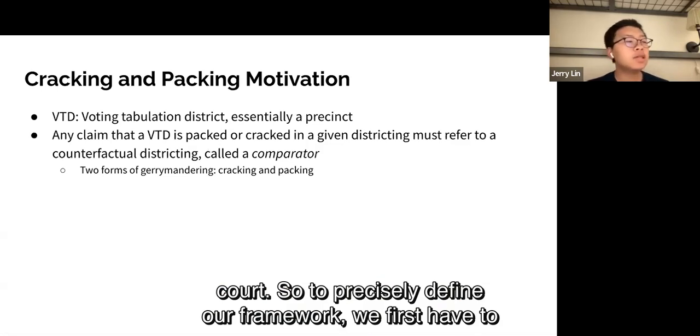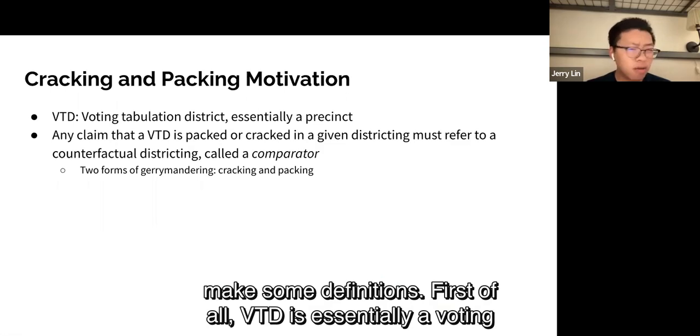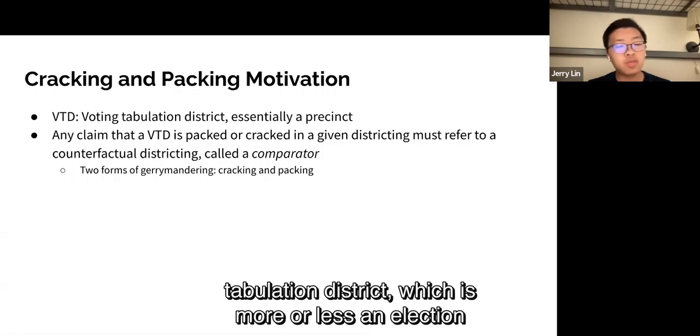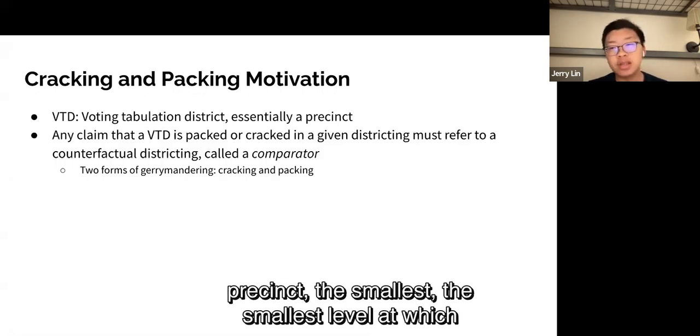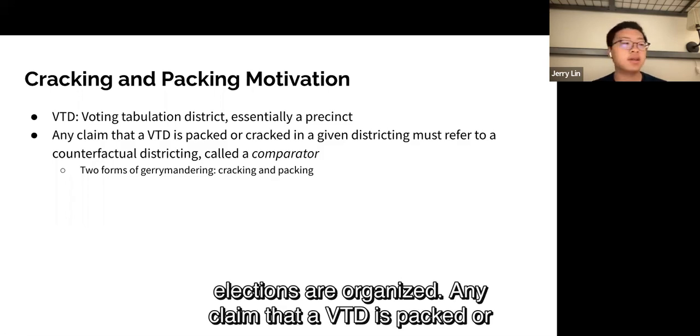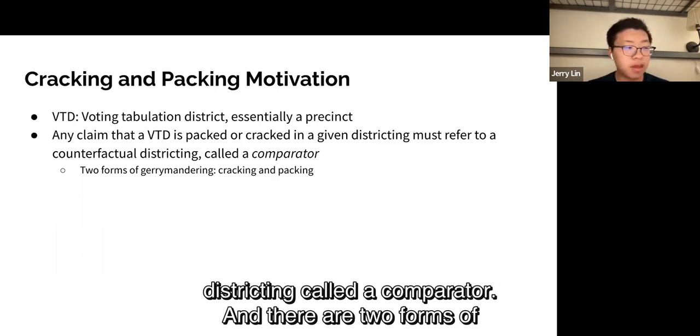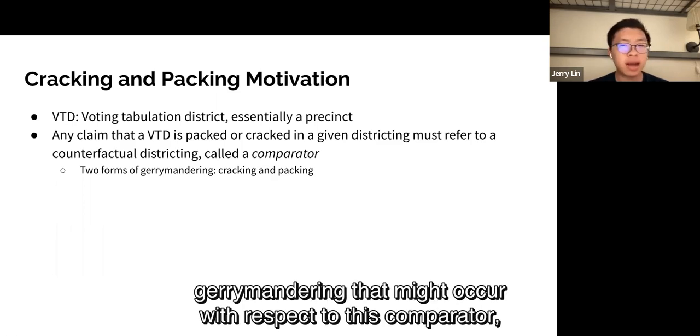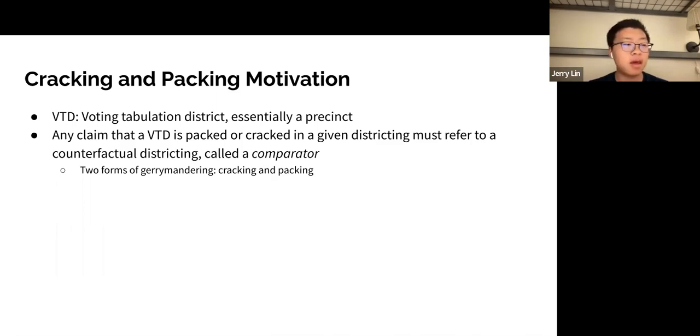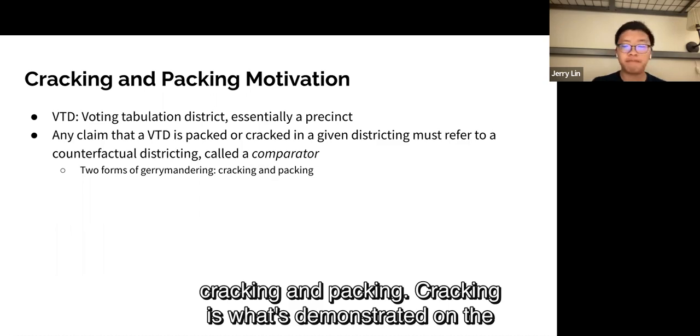So to precisely define our framework, we first have to make some definitions. First of all, a VTD is essentially a voting tabulation district, which is more or less an election precinct, the smallest level at which elections are organized. Any claim that a VTD is packed or cracked in a given districting must refer to a counterfactual districting called a comparator. And there are 2 forms of gerrymandering that might occur with respect to this comparator: cracking and packing.